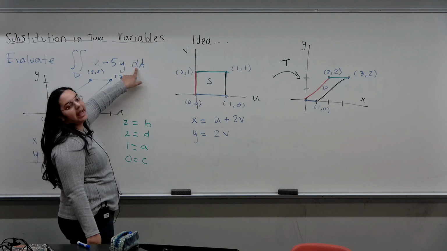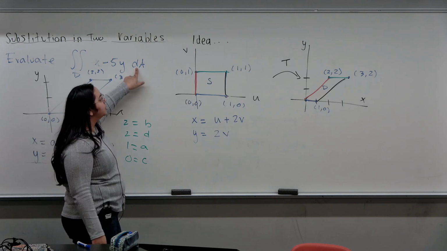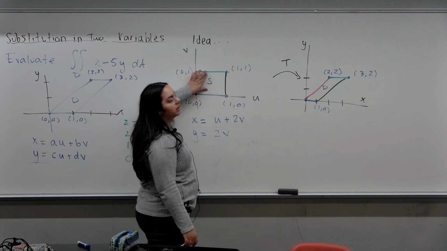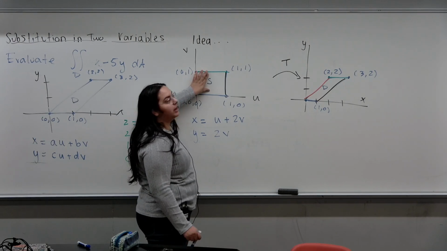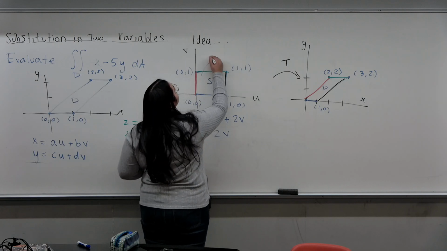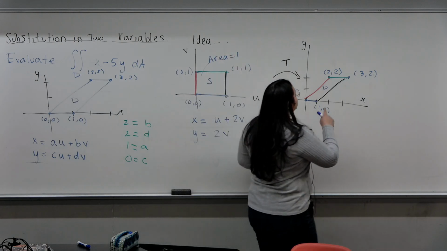So we can think of A as the area and d as the change in area, right? So we went from region S, whose area we can compute, and that's just the unit square, so it has area 1, to region D, which is a parallelogram.